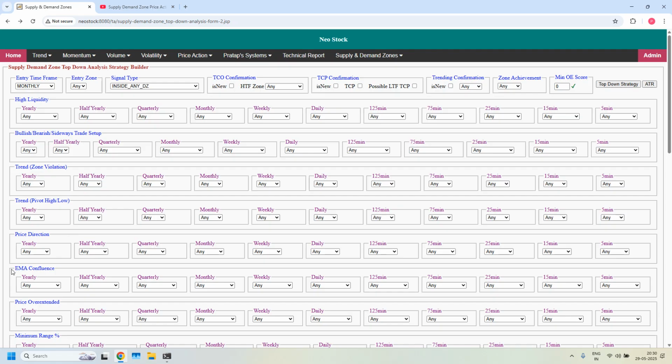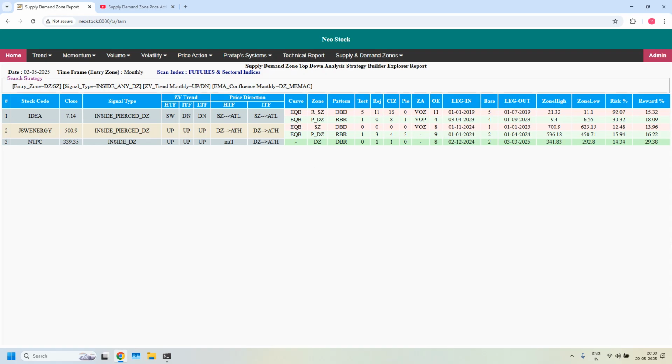Okay, I'm setting the filter EMA confluence on monthly time frame. Setting monthly demands, checking monthly demand zone having monthly EMA confluence. At the same time, trend on the monthly should not be sideways, it can be up or down. We got 3 stocks.